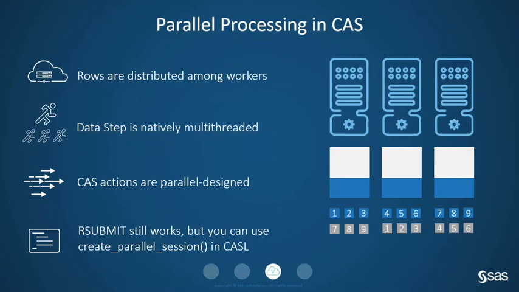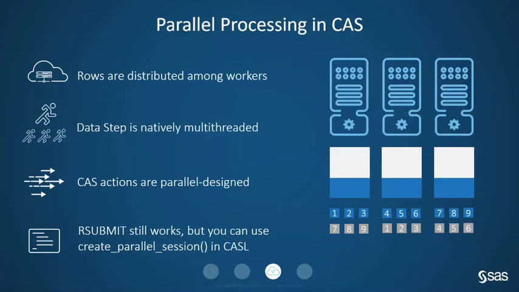In addition, CAS actions are designed in parallel. Whenever you run stuff in CAS, it is most likely going to be doing it in parallel, depending upon the CAS action. I would say most CAS actions are designed this way as far as the ones that I've run into. So parallel processing is just a native part of this on a single data step.